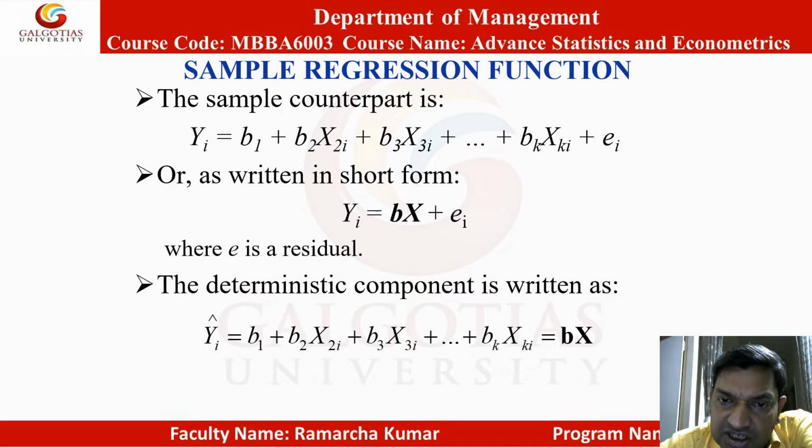So the deterministic component is written as y hat i, which is equal to b1 plus b2 times x2i plus b3 times x3i plus b4 times x4i till bk times xki, equal to bx. So bx here is written in the form of matrix notation.